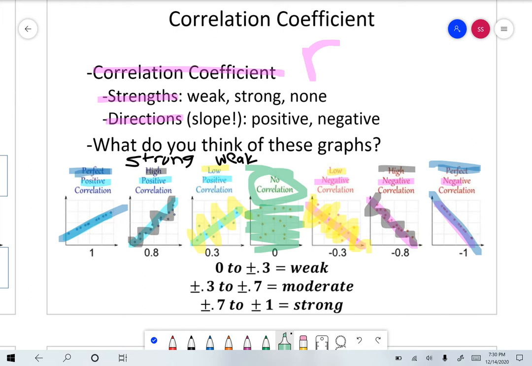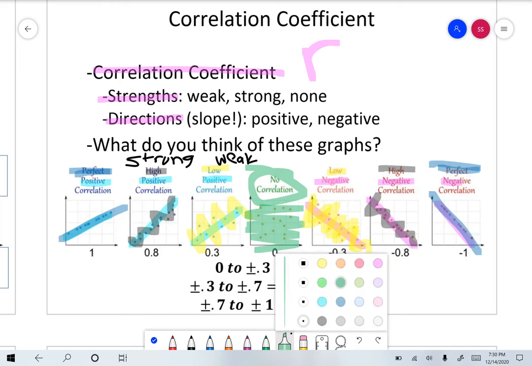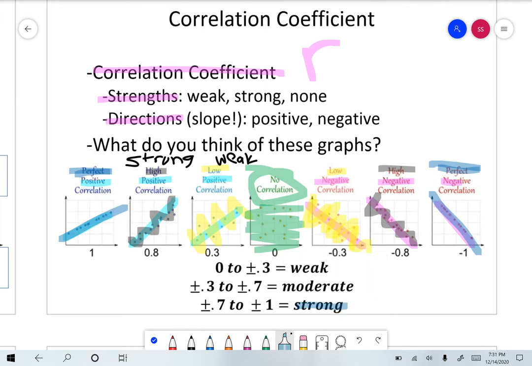And the rule of thumb as to when we have a weak versus moderate versus strong relationship is written below here. Let's see, I used blue for strong. A strong relationship would be a correlation coefficient, so R equals 0.7 to 1, and that can be positive or negative. So it could be like negative 0.8.